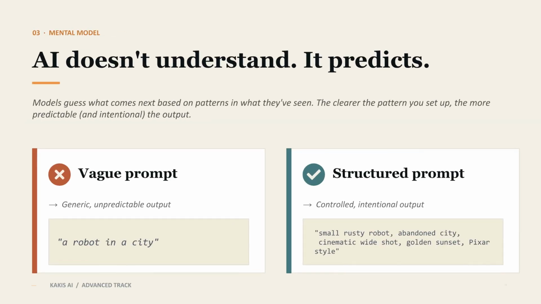AI doesn't truly understand meaning the way humans do. It predicts what comes next based on the patterns it has seen before. That's why a vague prompt often leads to generic, unpredictable results. For instance, "a robot in the city" is too open-ended. The AI has to guess the robot, the city, the mood, and the style. But when we add structure, we give the AI a clearer pattern to follow.